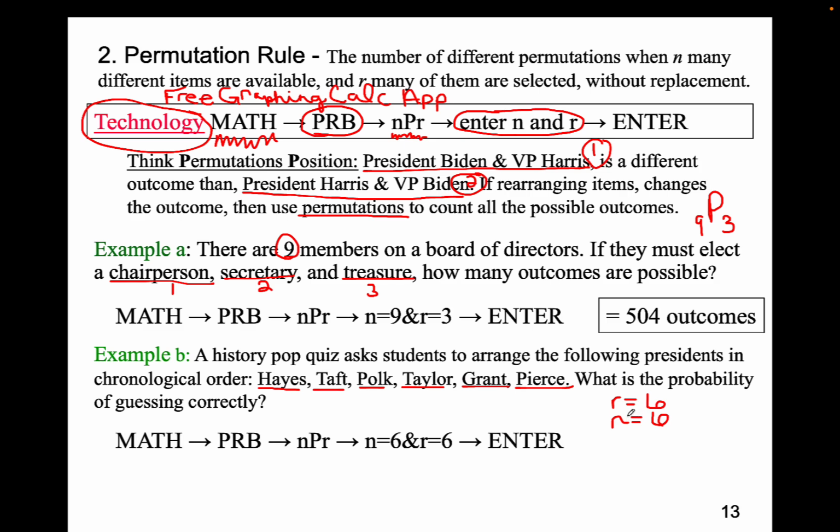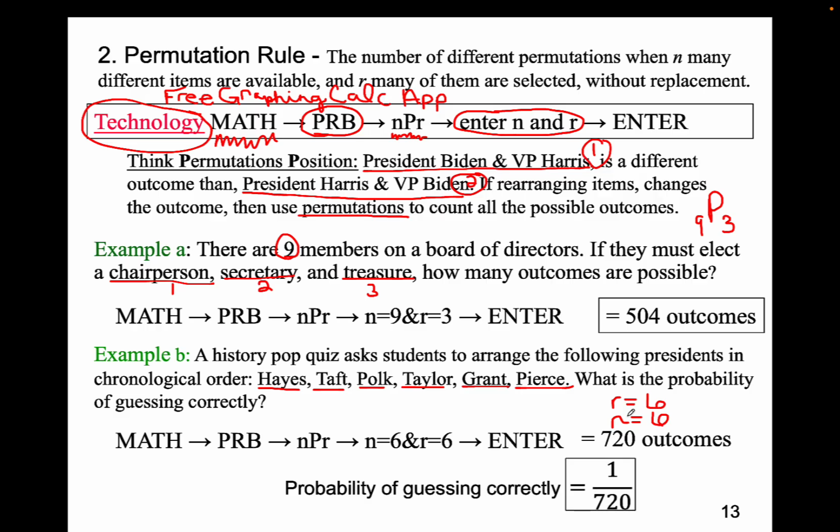We run that same program, NPR, where N is 6 and R is 6. And it turns out that there are 720 different permutations for those 6 presidents, which means the probability of that student guessing, just a random guess, is a 1 out of 720 chance of guessing correctly. All right, that's our second way of counting, called the permutation rule.